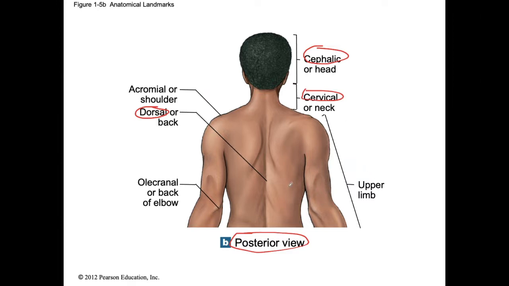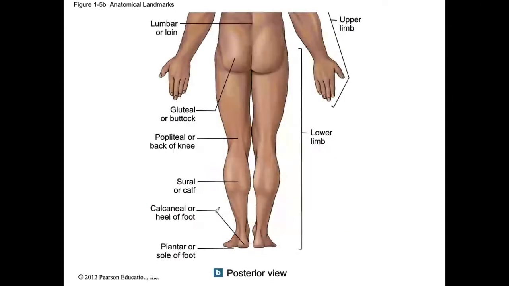Here's the upper limb. The highest part of the shoulder is called the acromial process, or acromial. And then the back of the elbow, if you're leaning on your elbow, like on a desk, it's called the olecranon process. So they call it the olecranal. That's the bony part of the ulna that you lean on when it's on a table.